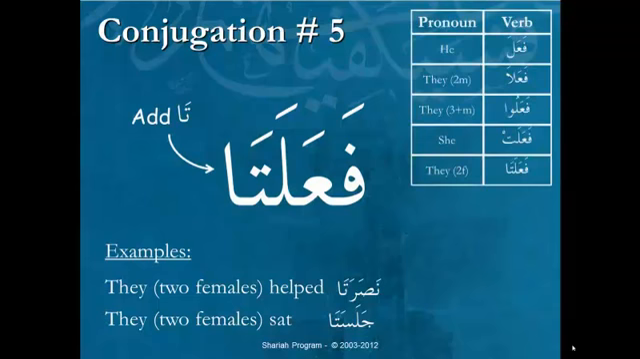Now this is the point to pause the presentation and spend 2 or 3 minutes. Inshallah, by the end of this presentation, you're going to know all 14, provided that you stay with me here. So we have fa'ala, fa'ala, fa'alu, fa'alat, fa'alata. Try to say that about 5 times, and once you're comfortable with it, we can continue with the remaining conjugations. Fa'alat is speaking about 1 female. Fa'alata is speaking about 2 females. Nasarata, they, 2 females helped. Jalasata, they, 2 females sat.